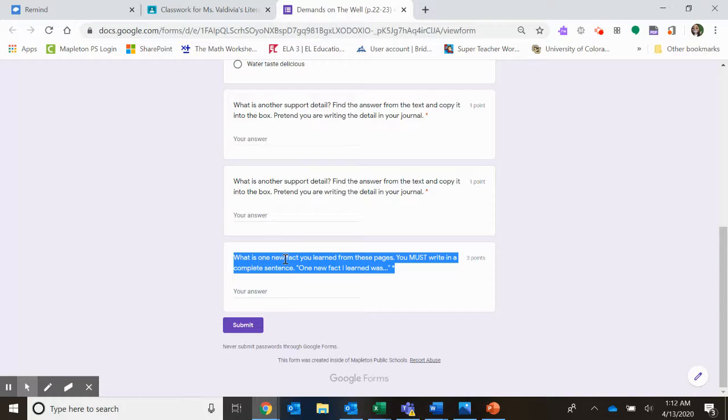It says, what is one new fact you learned from these pages? You must write in a complete sentence. And then I even did the sentence starter for you. One new fact I learned was blank. And this is just helping me make sure that you are understanding what you're reading, that we are still writing like 3rd graders with capitals and punctuation and in a complete sentence that makes sense.